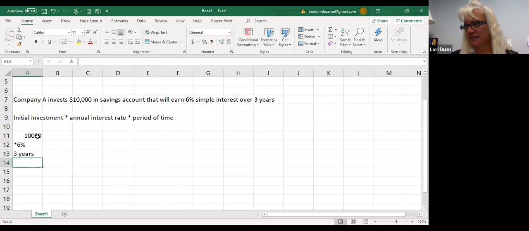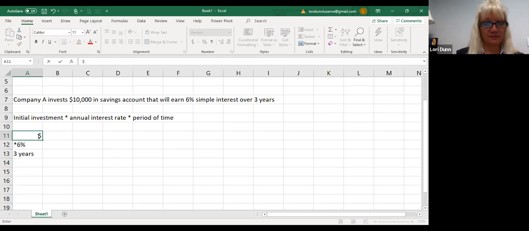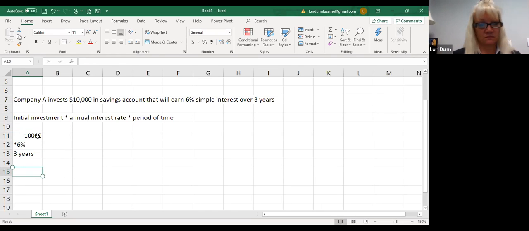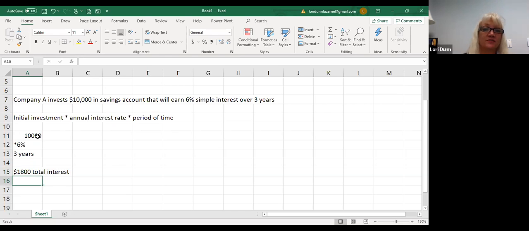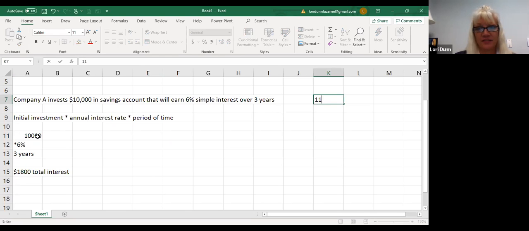So if we take 10,000 times 6%, 0.06, that equals $600 of interest a year times 3. The amount of interest will be $1,800. So at the end of 3 years, there will be $11,800 in total amount in our savings account. Any questions on that?